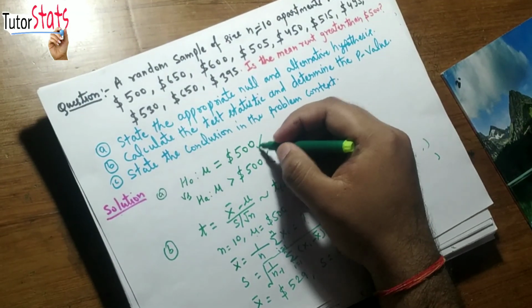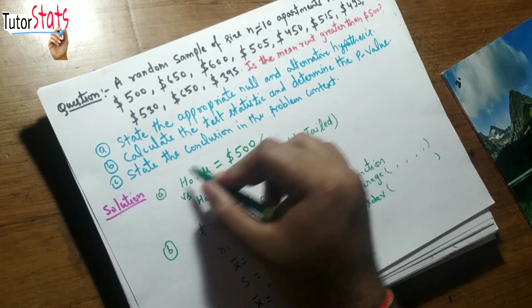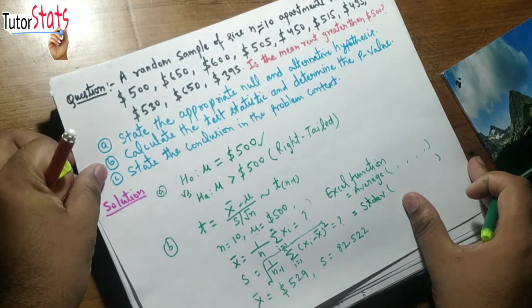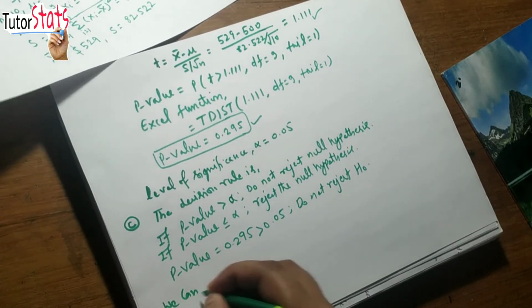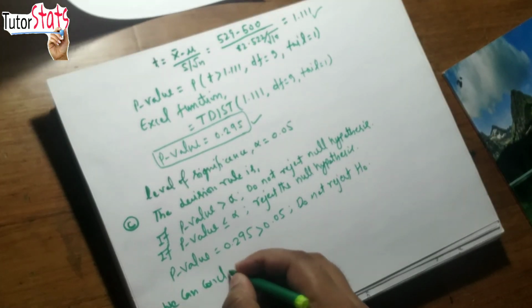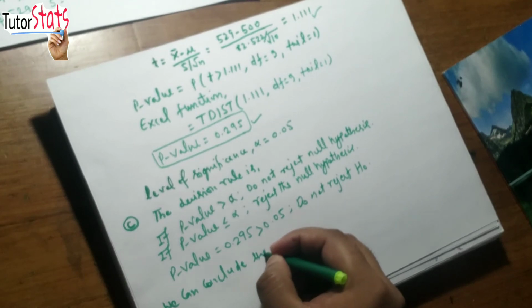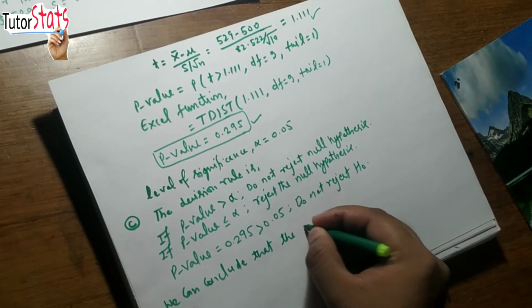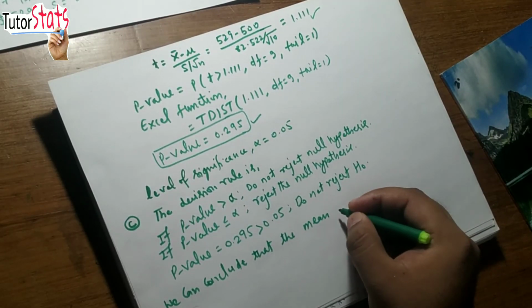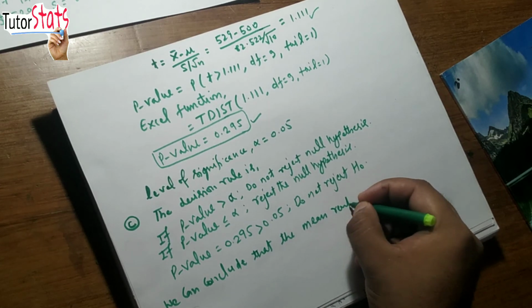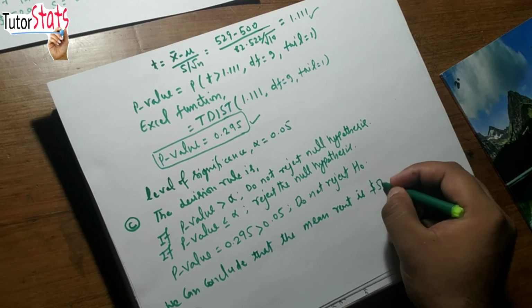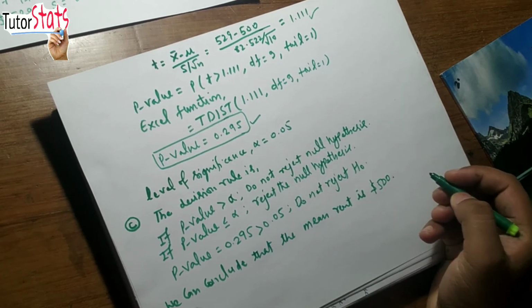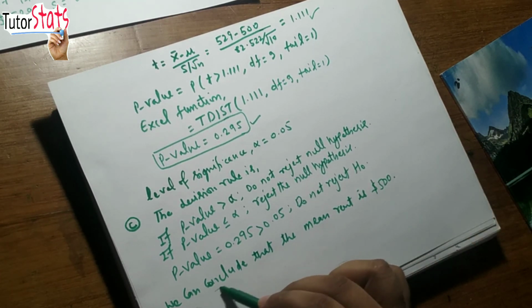So the statement of the null hypothesis is true in this case, and we can conclude that the mean rent is $500. So this will be the explanation.